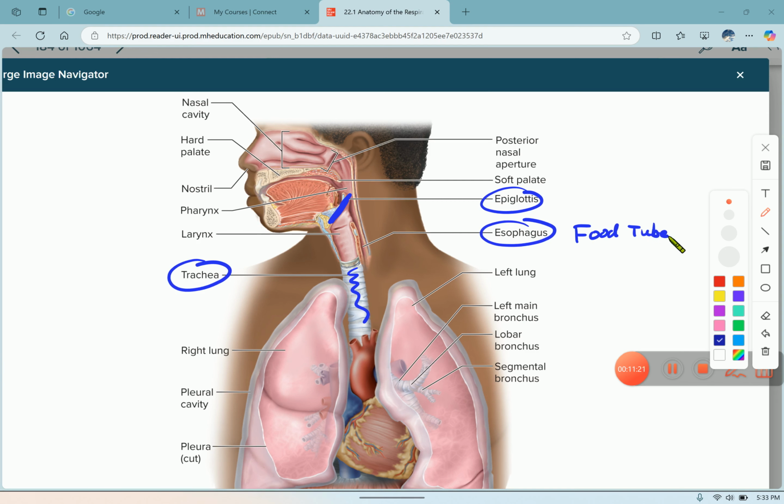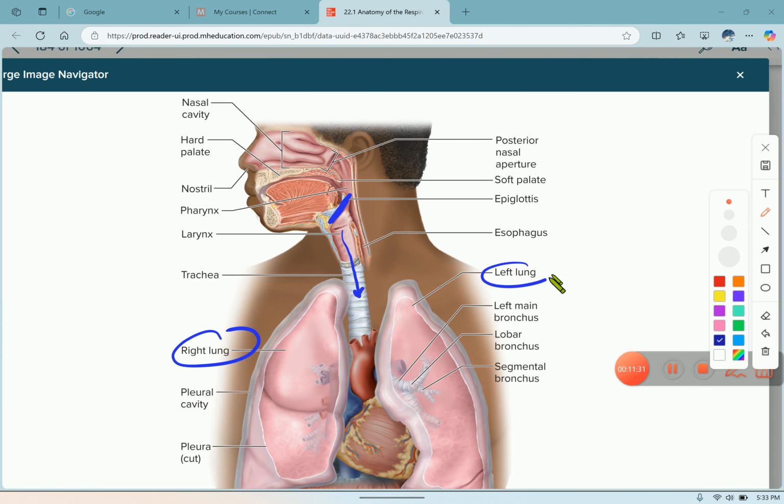As we work our way inferior, you're eventually going to come to the right and left lung. And the lungs are surrounded by a pleural cavity, which we'll talk about later on.